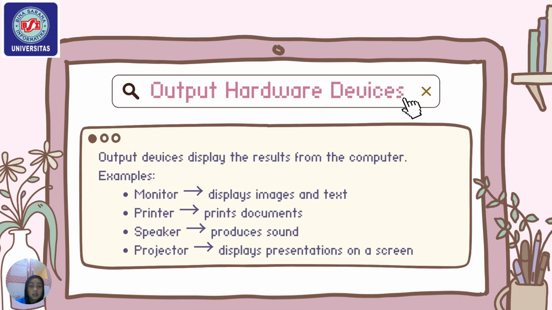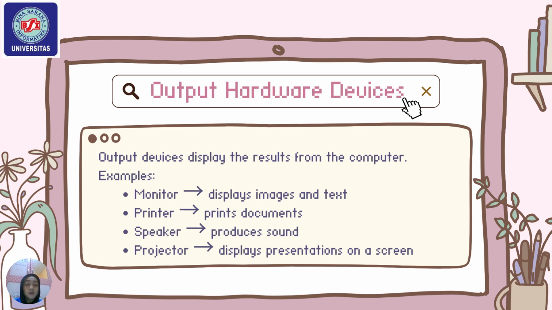So next, output hardware device. Output hardware devices display the result from the computer. They are monitor, printer, speaker, and projector. The first is monitor. The function is to display text, image, and video from the computer. So, the second is printer. The function is to print documents or pictures onto paper.